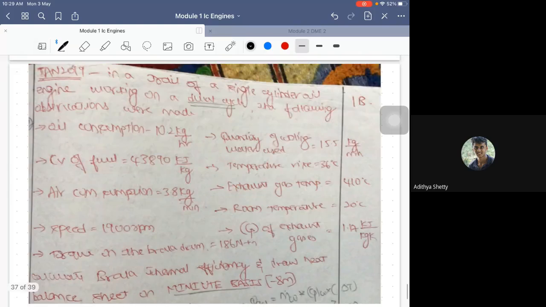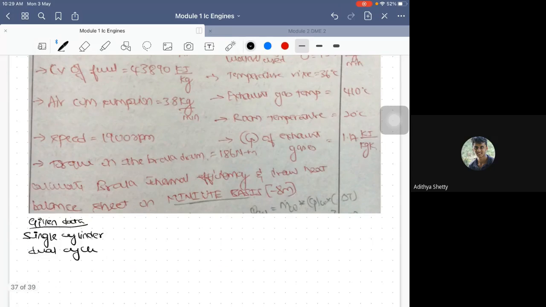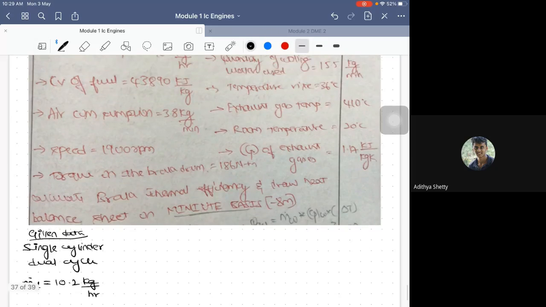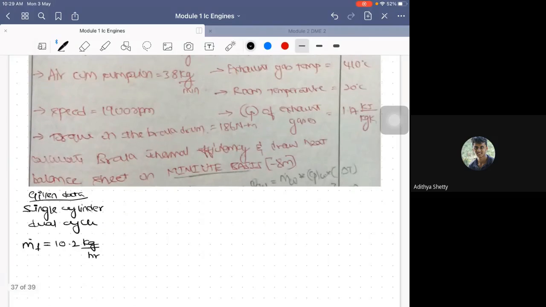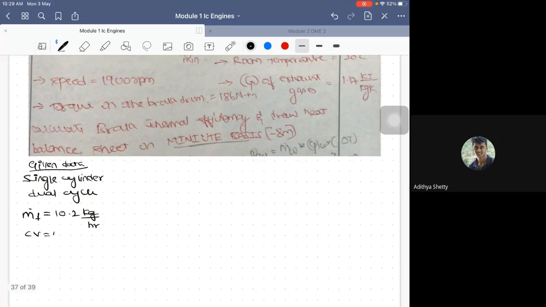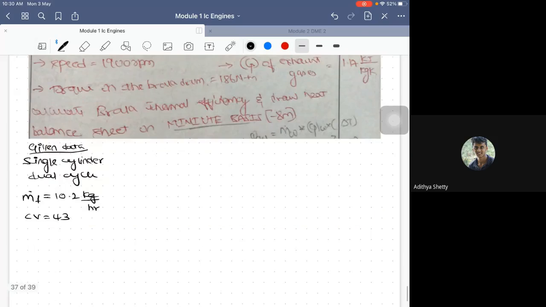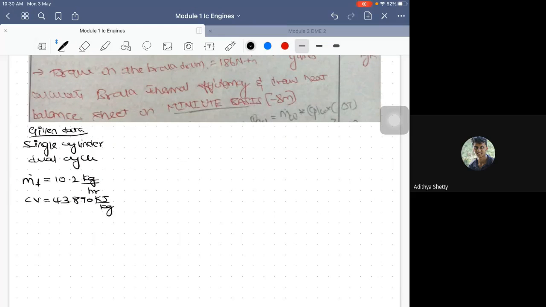Next. Observations were made. Oil consumption. So oil consumption is nothing but the mass flow rate of fuel. How much is the oil consumption? 10.2 kg per hour is the oil consumption. Now, CV value of the fuel. So CV value of the fuel is how much? It is 43890 kilojoules per kg. So this is the value of CV.